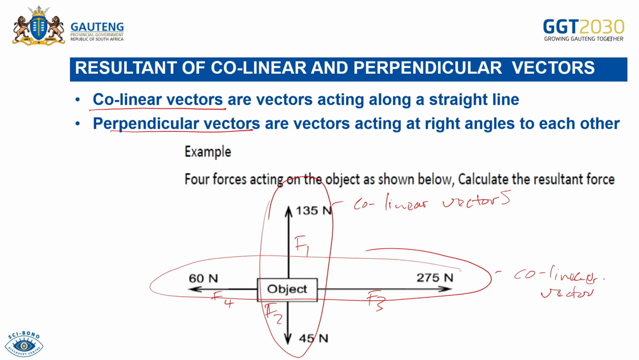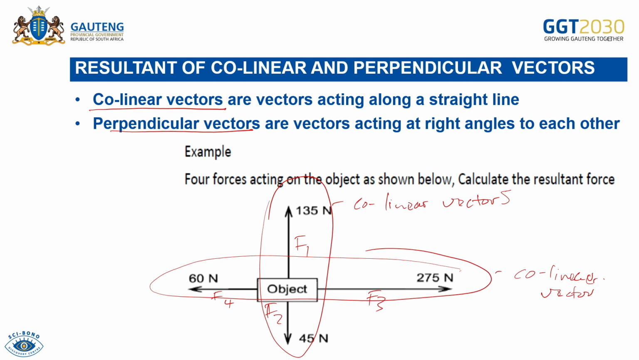So perpendicular vectors, those are vectors that are acting at right angles to each other, right? So those are perpendicular vectors. Another important thing here: if we say vectors are perpendicular to each other, it means that the angle between those vectors is 90 degrees. So hence we are saying they're acting at right angles to each other.